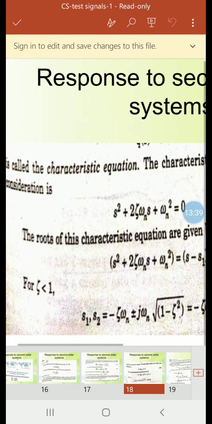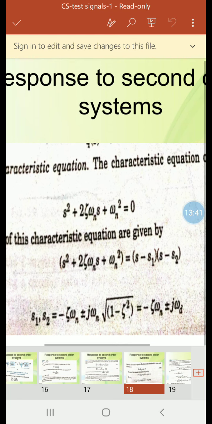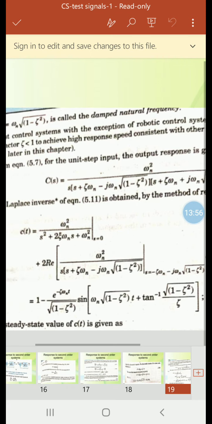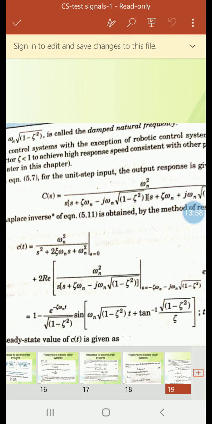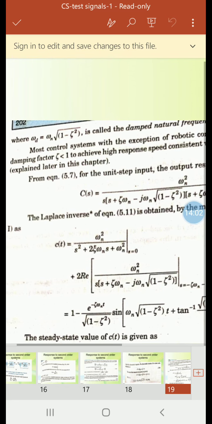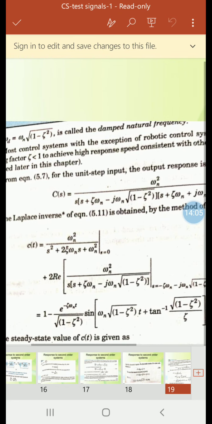If damping factor is less than 1, then S1, S2 will be minus damping factor omega n plus or minus j omega n into root of 1 minus damping factor square, which is equal to minus damping factor omega n plus or minus j omega d, where omega d is equal to omega n into root of 1 minus damping factor squared.